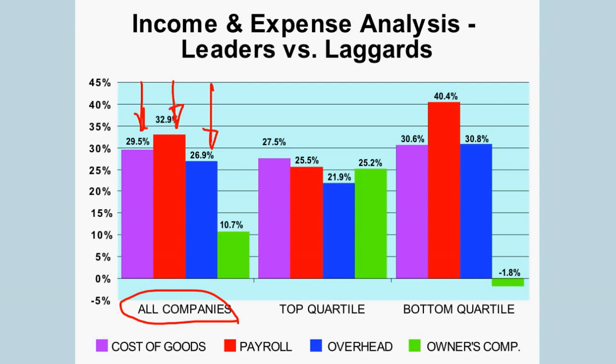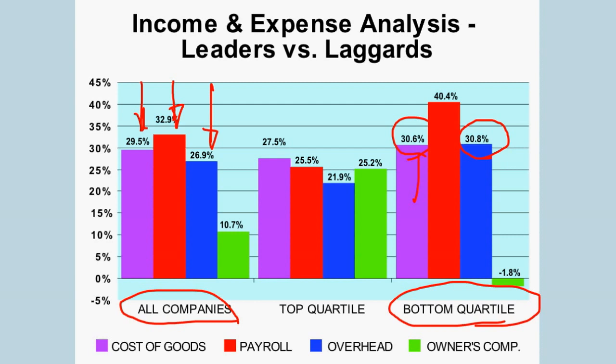Okay, let's take a look now at the bottom 25%. How are they performing, and why are they in the bottom 25%? Well, first of all, you'll notice the cost of goods is about 30.6%. Not a big difference between cost of goods for the bottom 25% as opposed to the average in this industry, excuse me. Now let's take a look at overhead expenses. Overhead expenses are running 30.8%, and that compares to the 27% for average companies in the industry.